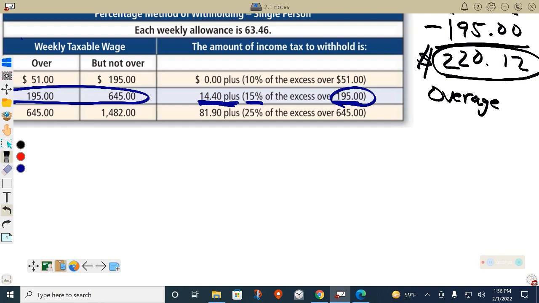All right, let's first find 15% of 220.12. Remember the quick way and the part-to-whole method? I can go part to whole: 15 over 100 equals x over 220.12. I can go that route, but it takes a little longer. Or I could just multiply.